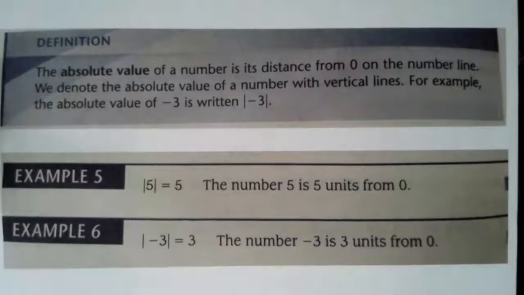Okay, so let's talk about absolute value. What's the definition of absolute value? The absolute value of a number is basically the distance from 0, and it's positive because we're talking about distance, and distance is positive in this case. We write this with vertical lines, so the absolute value of negative 3 is written with vertical bars around negative 3.